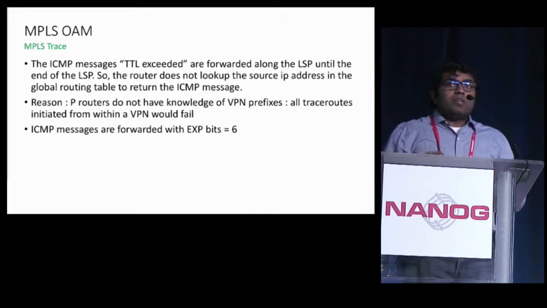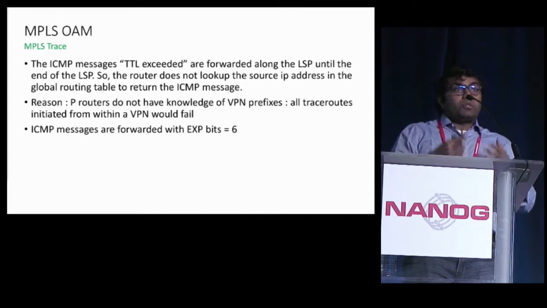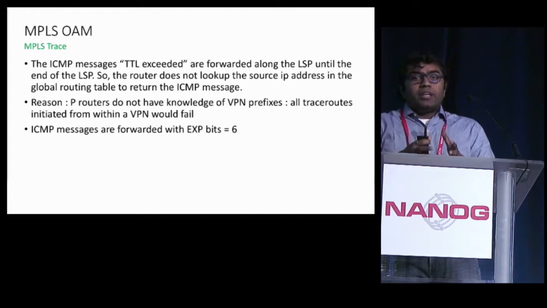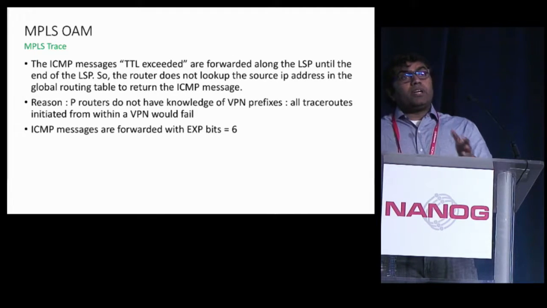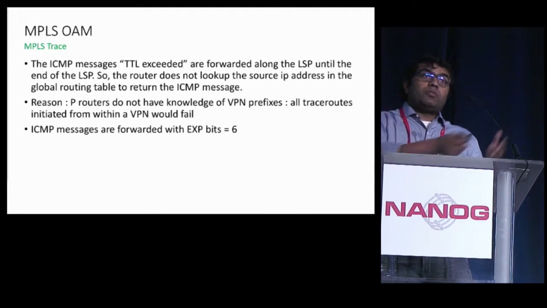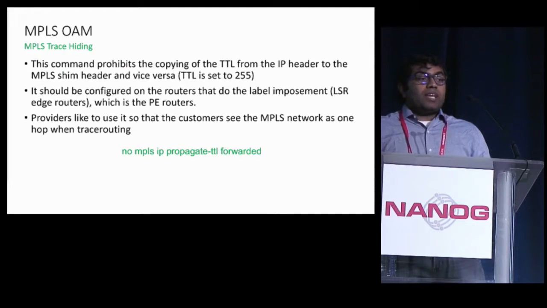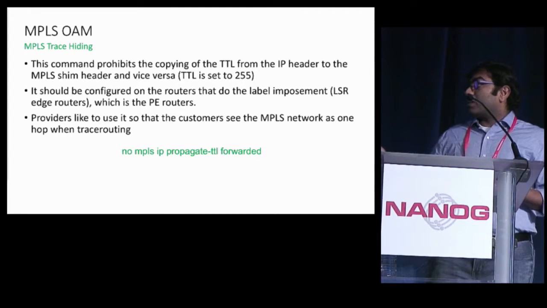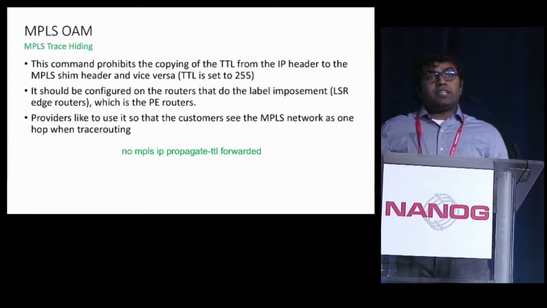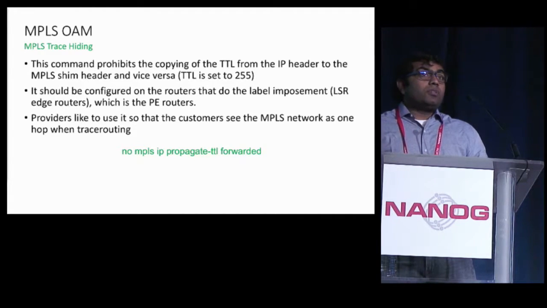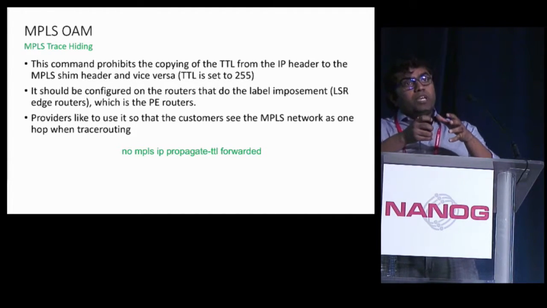Now what happens is, when you trace route, from your service provider perspective, you do not want those nodes in the middle of your network to be shown to the external C routers. So you can actually hide them using one single command, that is, do not propagate the TTL to the C routers. And you can configure this on the P side.